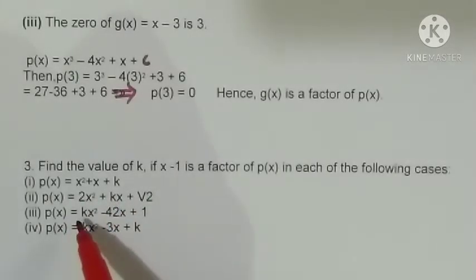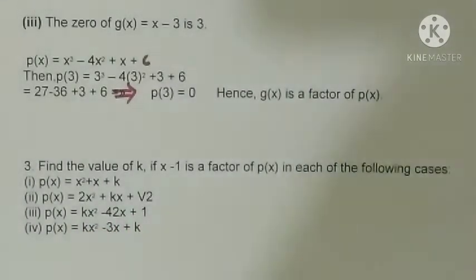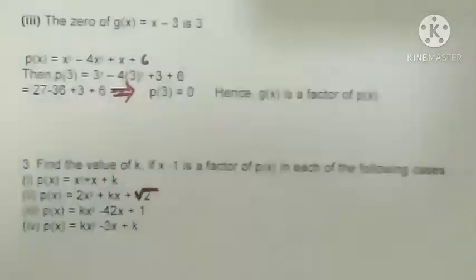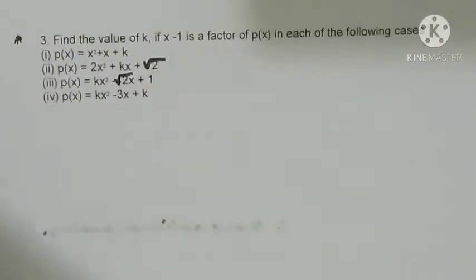Second question, p of x equal to 2x square plus kx plus root 2. Question number 3. Find the value of k if x minus 1 is the factor of p of x. p of x equal to x square plus x plus k. Now second question, p of x equal to 2x square plus kx plus root 2. Now third question, p of x equal to kx square minus root 2x plus 1. Now fourth question, p of x equal to kx square minus 3x plus k.